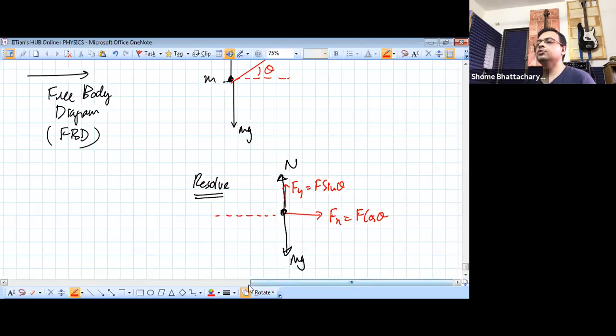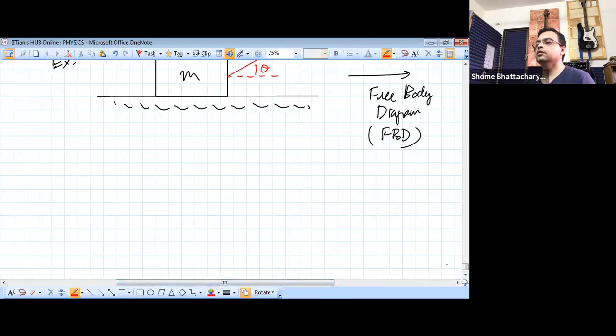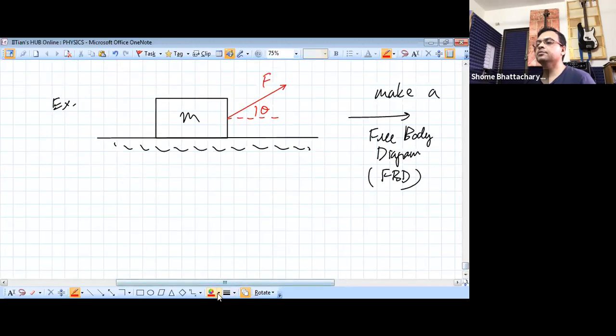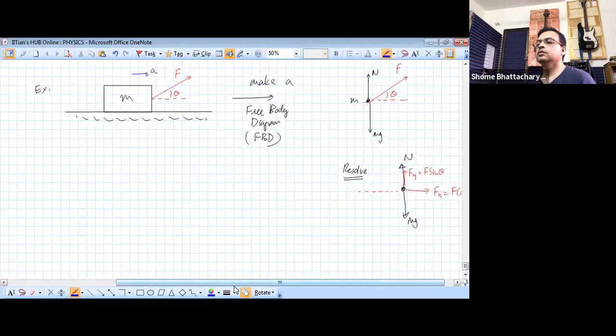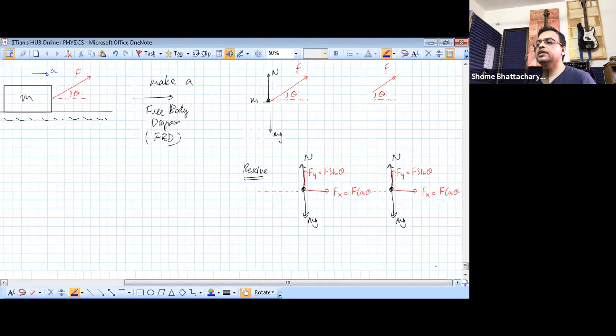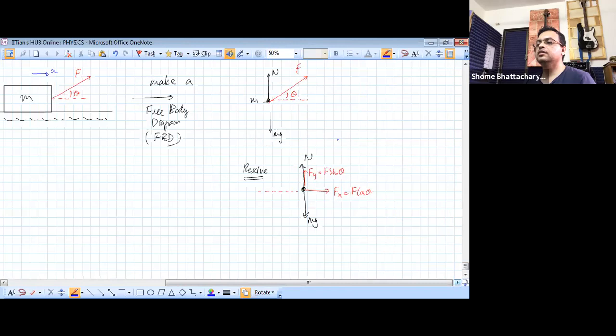Now suppose the body was having an acceleration in the original diagram. Suppose the acceleration in the original diagram was like this. So in the free body diagram, you can see that acceleration is along the axis. So now this equation, that net force is equal to mass into acceleration, is written in component form.